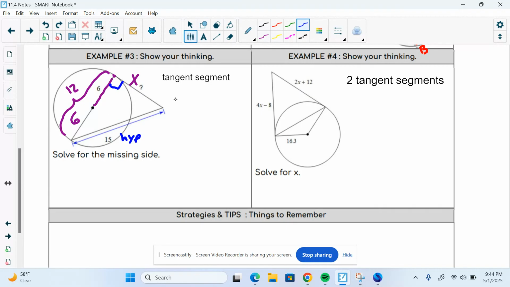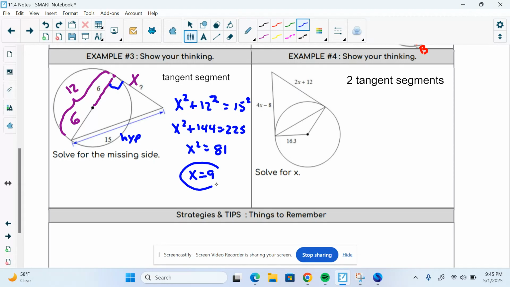Okay, so solve the equation. x squared plus 12 squared equals 15 squared. That's 12 squared, 144. So x squared plus 144 equals 225. Subtract 144 from both sides. 225 minus 144 is 81. Square root both sides, we get x equals 9. x is a length, so it needs to be a positive number. Right? Pythagorean theorem. It's a big tool.